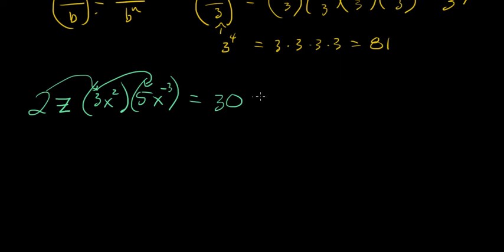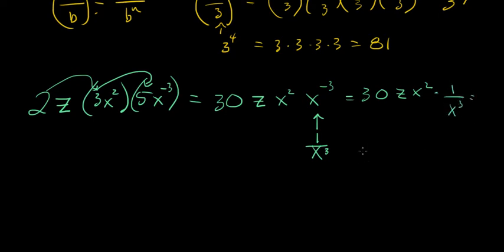And then I have a z here, so I put the z in here. And how many more z's? I have x squared times x to the negative 3. Well, remember that this one is actually 1 over x to the third. Remember that? So I have 30 times z times x squared times 1 over x to the third, but that's going to be 30 times z times x squared over x to the third.